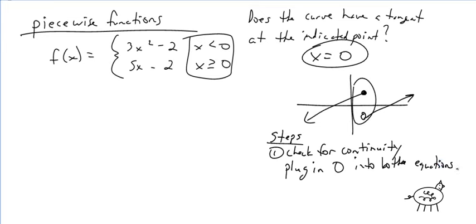Okay, and that's going to tell you if it's continuous at that function. So sure enough, if I plug in 0, for the first one I get negative 2, and the second one I get negative 2. So this is continuous. All right, that's your first step.